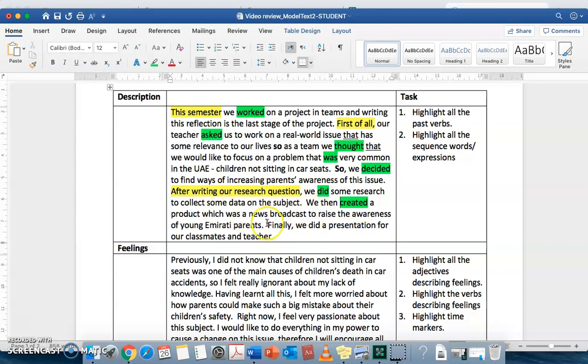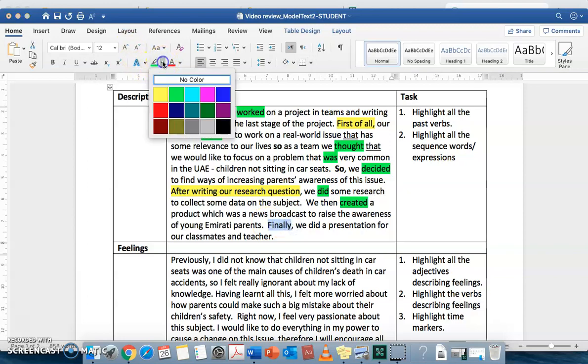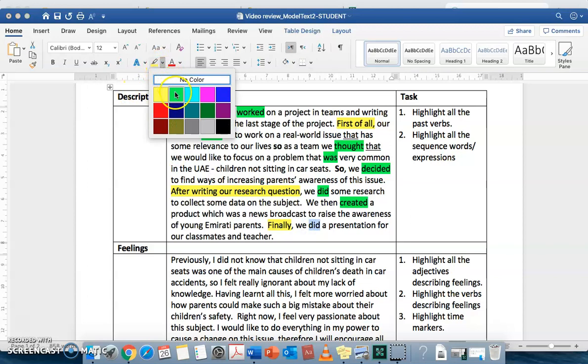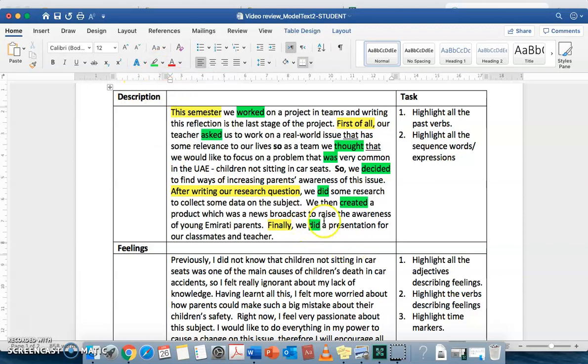Let's have a look at the last sentence. We have the time expression finally. This tells us that it's the last thing that we did. And we have the verb in the past simple. After the subject we have the verb in the past simple. And we have the thing that we did. We did a presentation for somebody.